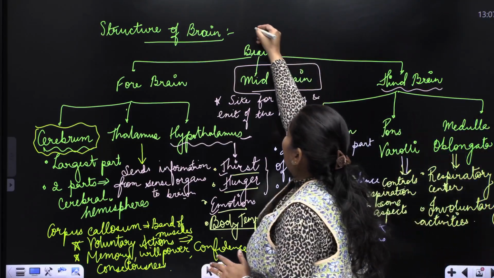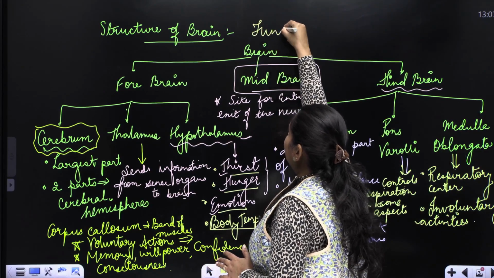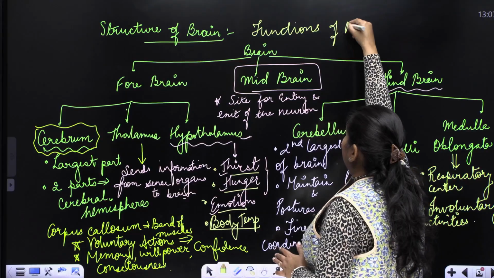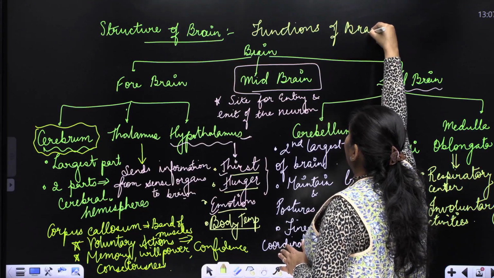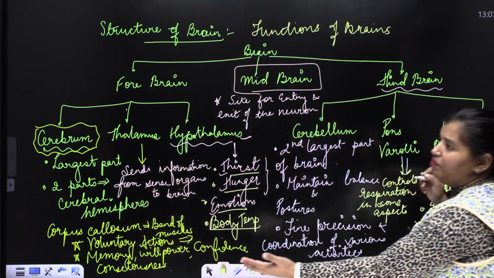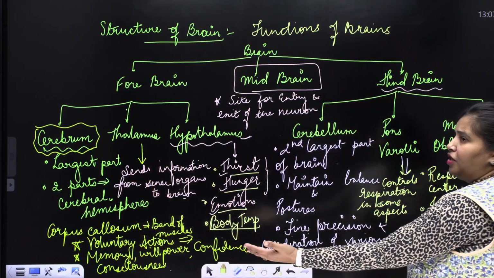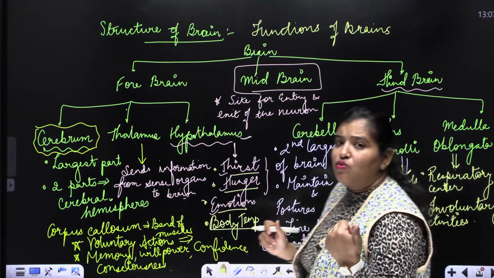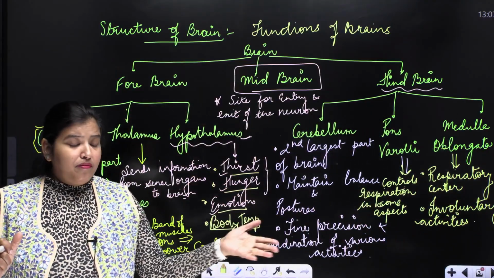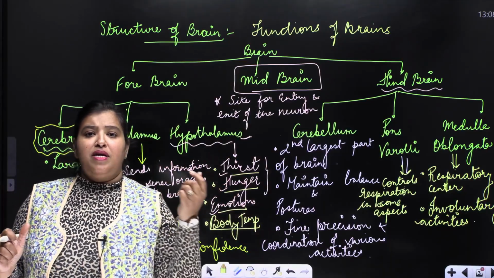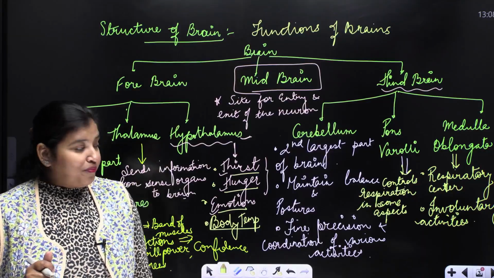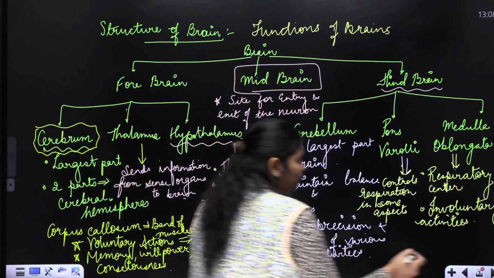Along with that, I have also discussed the functions of brain. So voluntary and involuntary activities. Voluntary is under the control of cerebrum. Involuntary is under the control of medulla oblongata, like swallowing, vomiting, then your blood pressure, rate of heartbeat. So these are all involuntary activities. All right. So let's move to the picture again.